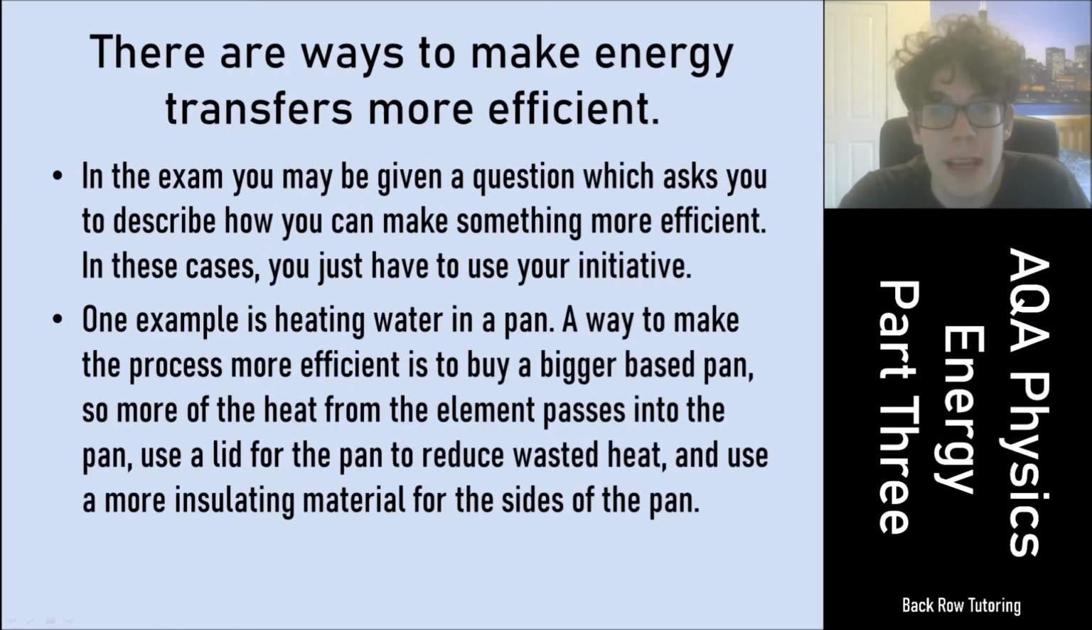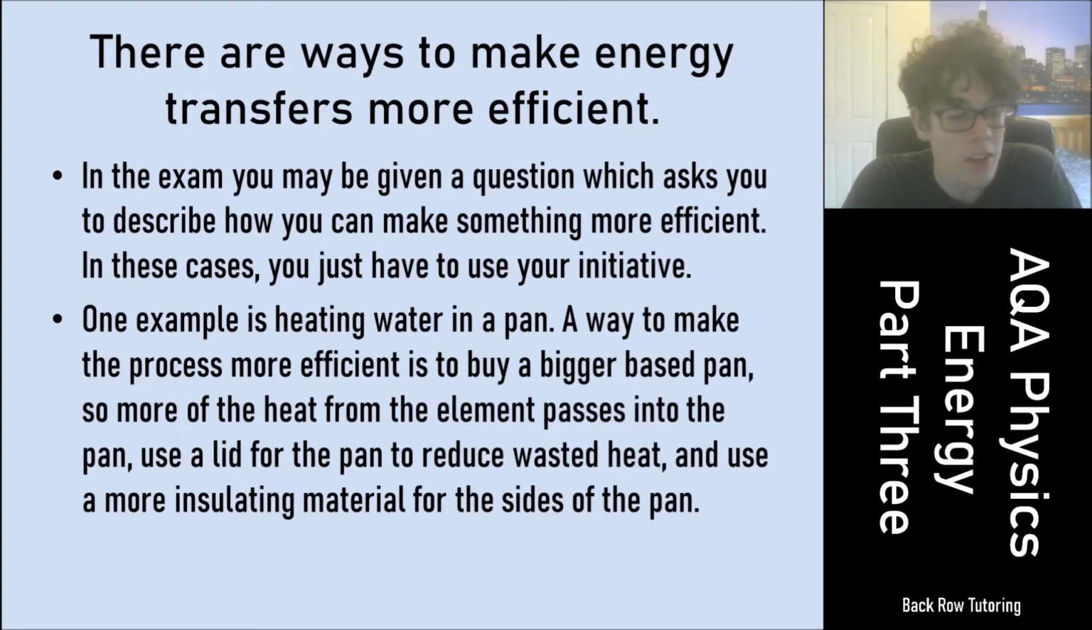There are ways to make energy transfers more efficient. In the exam, you may be given a question which asks you to describe how you can make something more efficient. In these cases, you just have to use your initiative. One example is heating water in a pan. A way to make the process more efficient is to buy a bigger based pan, so more of the heat from the element passes into the pan. Use a lid for the pan to reduce wasted heat, and use a more insulating material for the sides of the pan.